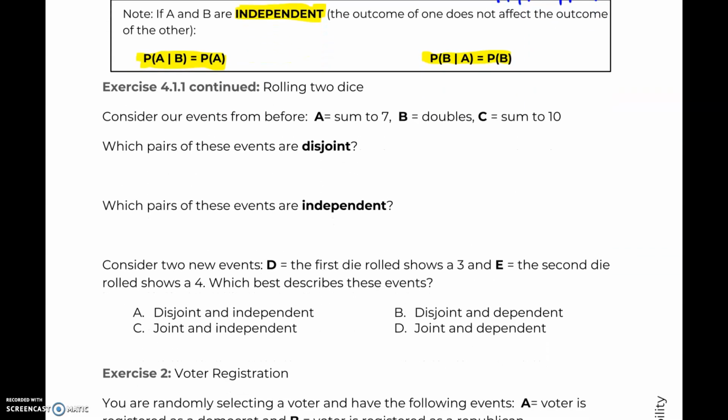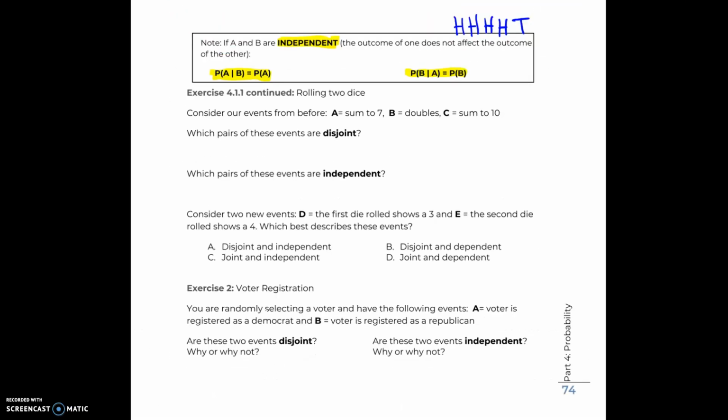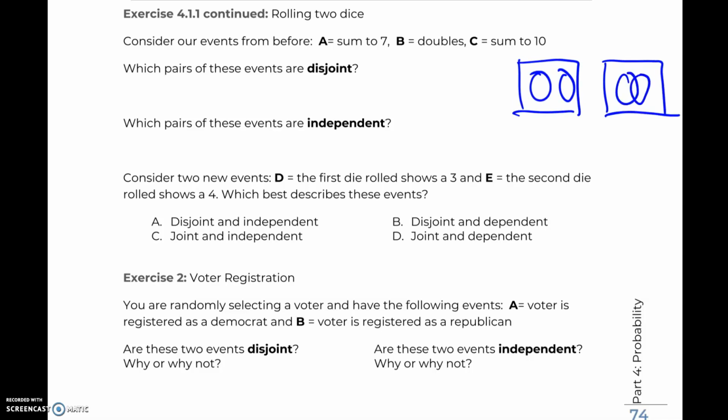Let's look at our examples from the beginning of the section. This is where we roll 2 dice. So consider our events from before, where A was having a sum of 7, B was doubles, and C was a sum of 10. We defined joint versus disjoint. Remember when we're looking at a Venn diagram? Disjoint would mean there's no overlap, whereas joint would mean that they do have an overlap, right? So this is joint versus disjoint.